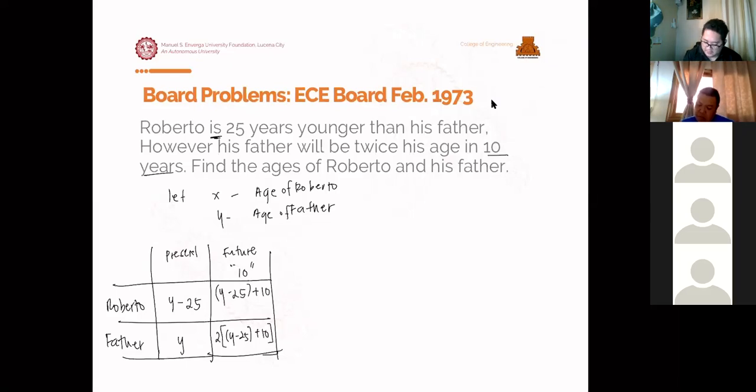Itong age in present ni Roberto, di ba, X yung ino natin, ibig sabihin itong equation na to equal sa X. Sabihin nito ay equals sa X plus 10. Okay? So, X plus 10, yung age ni Robert, magiging equals siya sa twice ng age ng father niya by 10 years. Okay?